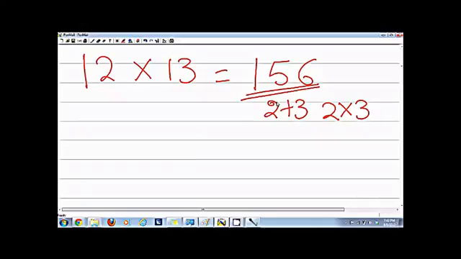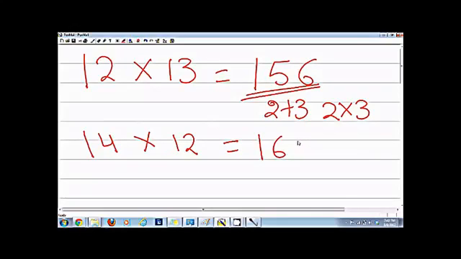As you can see, it's pretty easy and you can easily remember this trick and go quickly with this kind of multiplication for your exams. Another example is if I have 14 and I want to multiply by 12, then I will say 1, and then 4 plus 2 is 6, and 4 into 2 is 8. So the answer is 168.